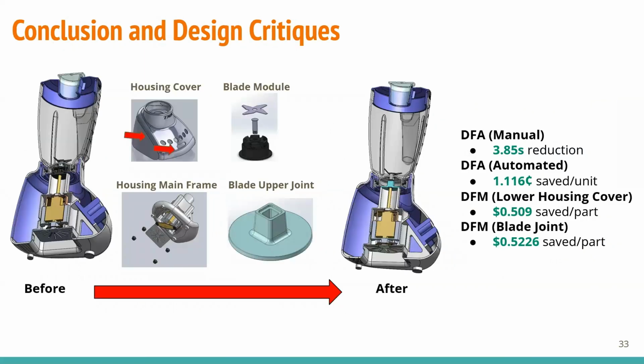In summary, we were able to save time and cost shown by implementing DfM guidelines, which allowed for changing the outer cover components, automated assembly parts, housing lower cover, and blade joint.